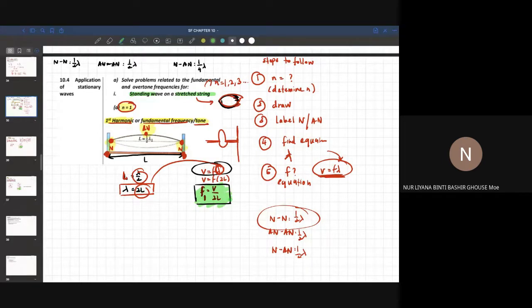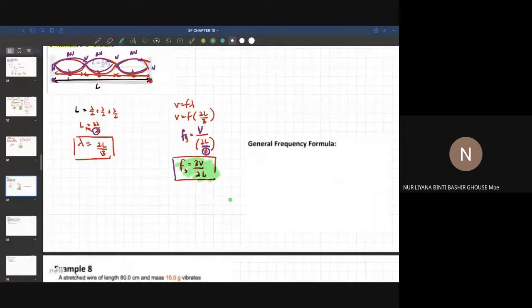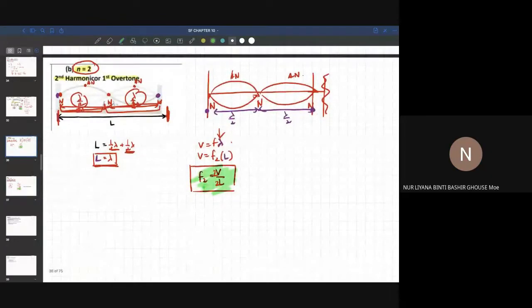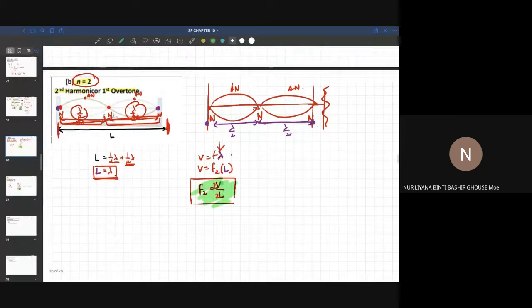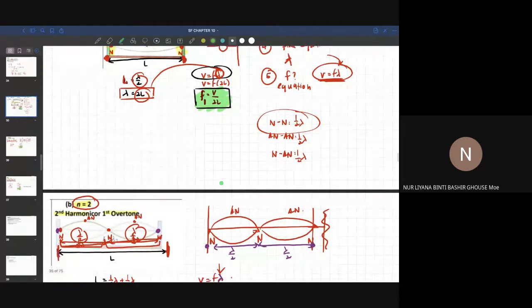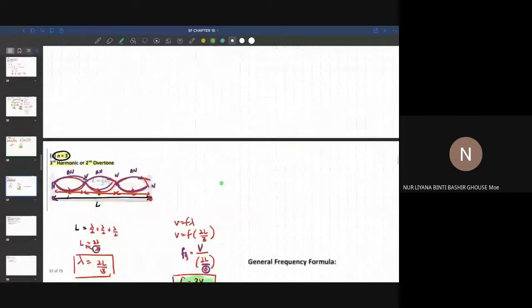Yang ini adalah V over 2L. F3 adalah 3V over 2L. Berapa kali ganda? 3. Yes, very good. 3 kali ganda. Sekarang awak tengok F2 pula. F2 is 2V over 2L ataupun V over L. Awak compare pula F2 dengan F1. Berapa kali ganda F2 compared to F1? 2. So awak nampak tak trend tu di mana?